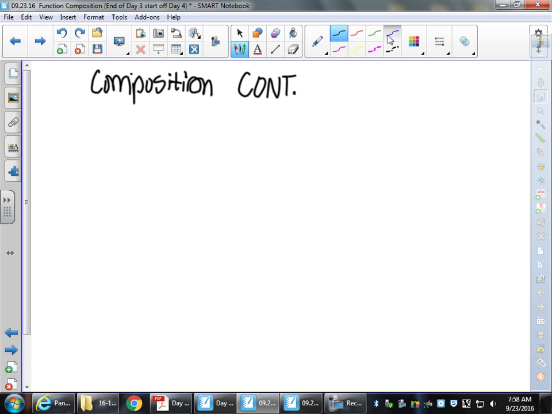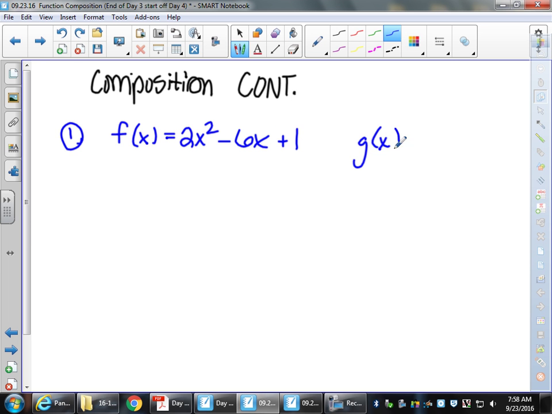Now, so you know where we are in our notes, the functions we worked with yesterday, two functions, were f of x equals 2x squared minus 6x plus 1, and g of x equals 3x minus 9.